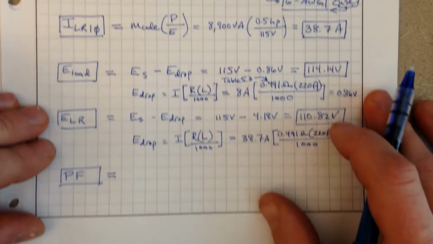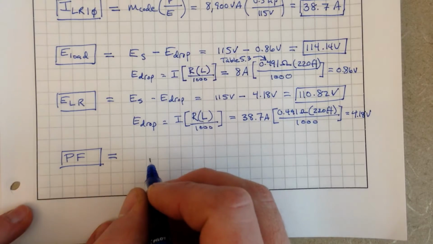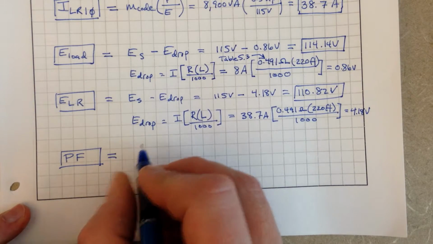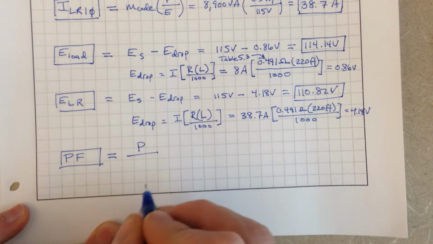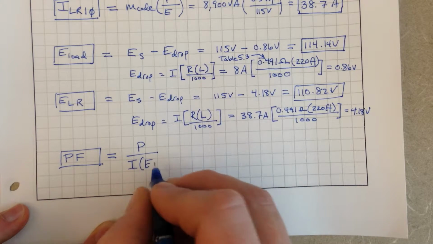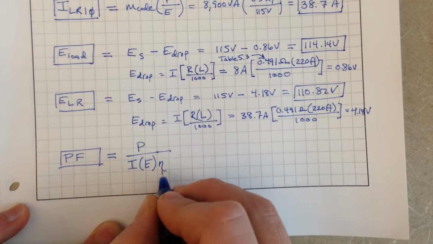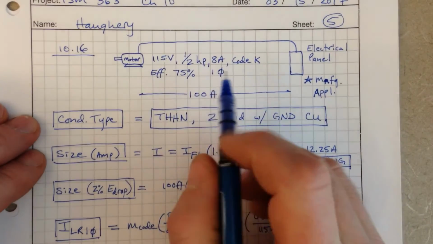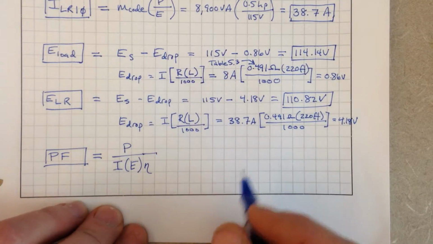To determine power factor, I have yet another equation. Power factor can be determined by power in system divided by current times voltage times efficiency. So we have an efficiency term. That's a decimal value. That's the 75% up here. So power, what's the power?